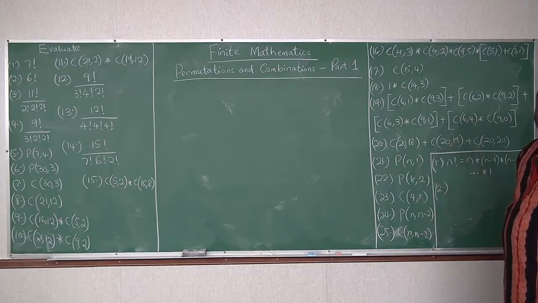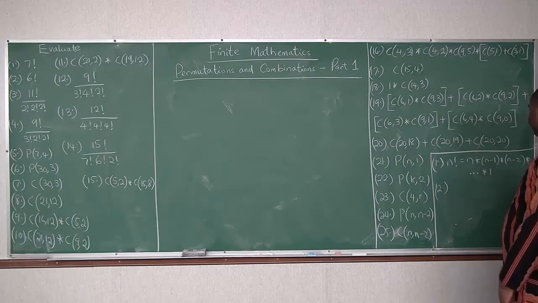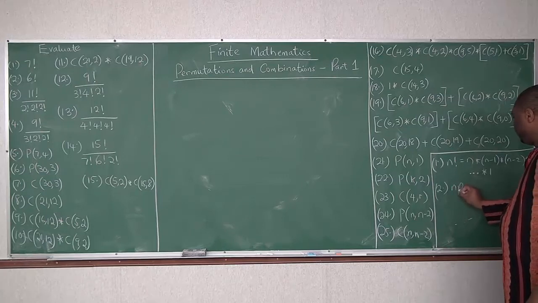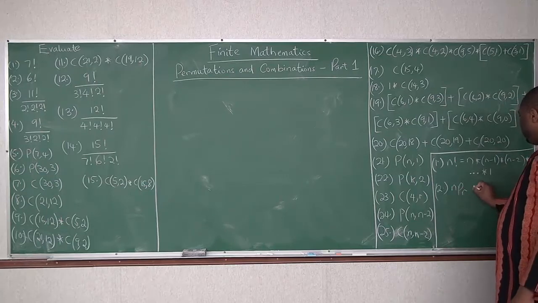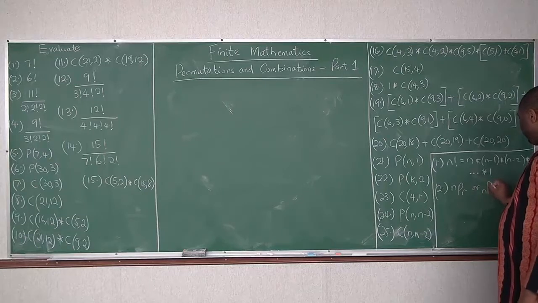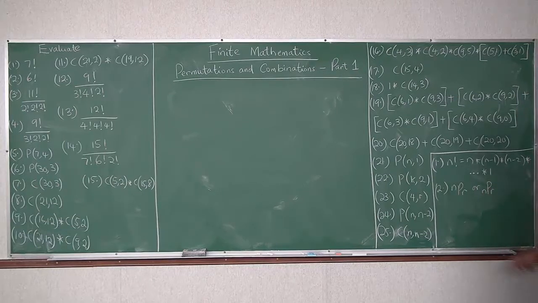So you just take note of it. You take note of it. nPr, you can see it this way, or you can see it this way. You might see it as n superscript P, then r subscript. Or some textbooks will write it as n subscript P, then r subscript. Or some textbooks will write it as P(n, r).